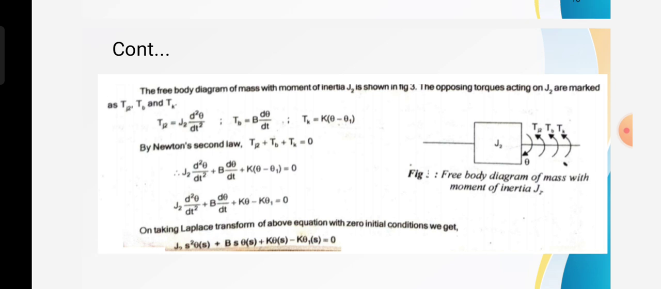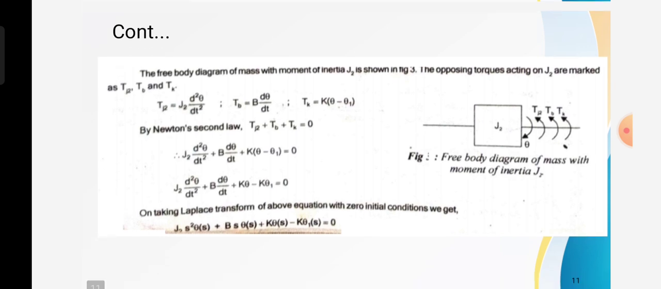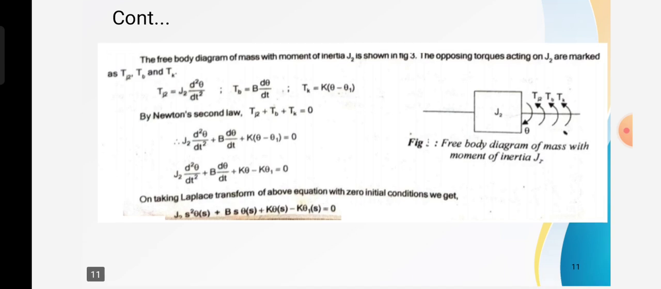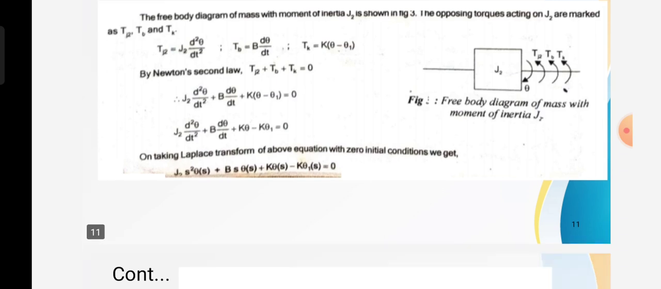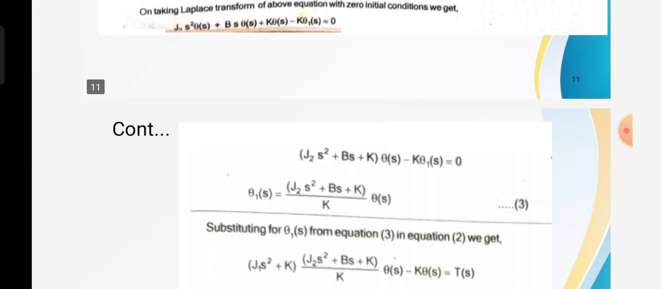By Newton's law, the sum of applied torque is equal to the sum of opposing torque. So here Tj2 plus Tb plus Tk is equal to 0. Now J2 d square theta by dt square plus B d theta by dt plus K theta minus K theta 1 equal to 0. Now taking Laplace transform with zero initial condition, J2 S square theta(S) plus Bs theta(S) plus K theta(S) minus K theta 1(S) equal to 0.